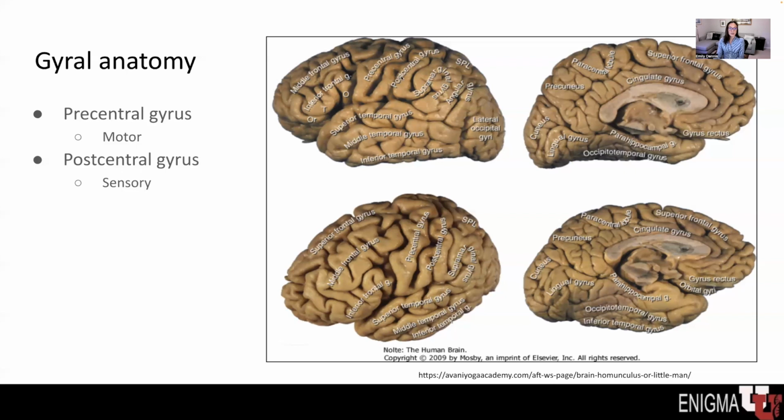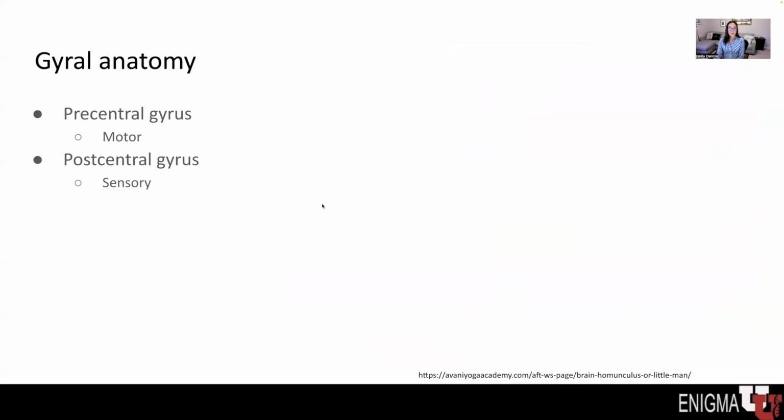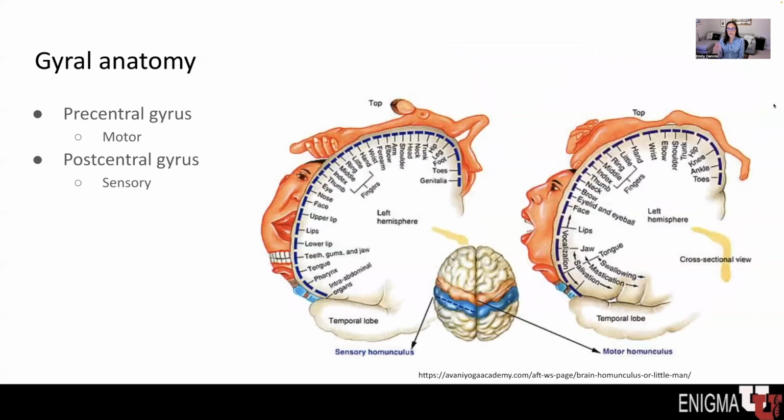Precentral, postcentral gyrus. The postcentral gyrus is important for sensory processing. And one way that we can look at the anatomy of the precentral and postcentral gyrus is through a visual representation called a homunculus, or homunculi, plural. So there's a sensory homunculus and a motor homunculus. And these are just representations of generally what part of the precentral and postcentral gyrus, and how much area, is dedicated to which part of the body.